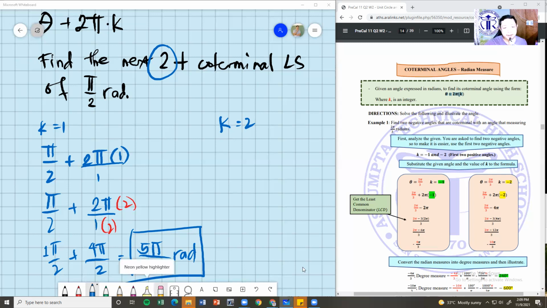Okay. Your classmates are now sending their answers. Let's see. And I'm glad they are the same. They are all the same. So, ibig sabihin, may chance na tama yung mga sagot nila. Okay, let's do this.